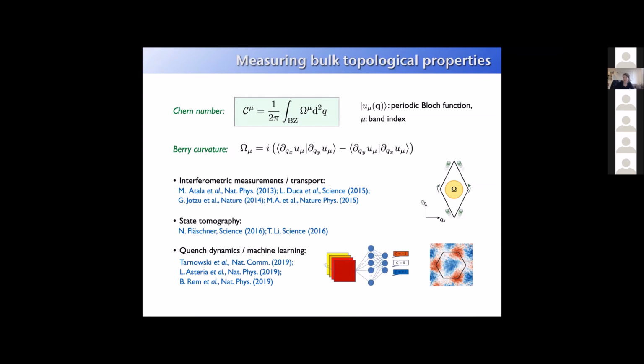And last but not least, Chern numbers or topological properties of energy bands have now been extracted from quench dynamics, and also machine learning algorithms have been applied in order to efficiently map out the full topological phase diagram, for instance, of the TopDyn model. This has been pioneered in the group of Klaus Sengstock and Christof Weitenberg in Hamburg.